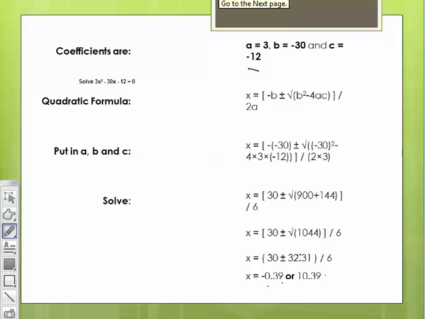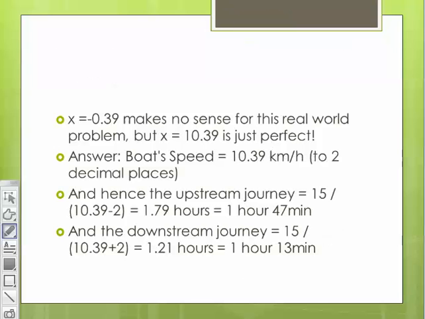The boat didn't back up. It's kind of hard to go 15 kilometers downstream if you're backing up. You know what I mean? So we're going to eliminate that negative answer. It makes no sense. Real world, not good. But x equal to 10.39, perfect answer. So we're going to take that and say, okay, that's 2 decimal places.